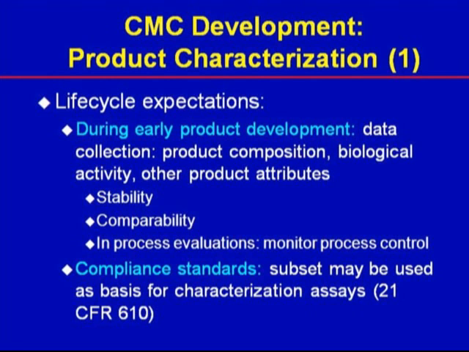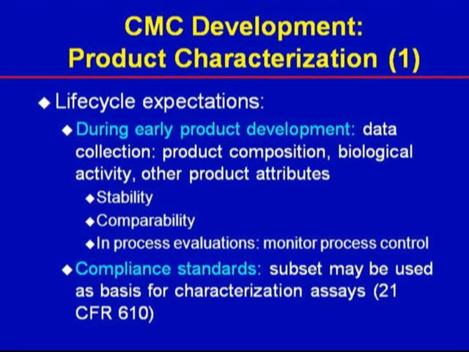During early product development, tests are performed to collect data about product composition, biological activity, and other critical product attributes to help you better understand your product. We recommend that you evaluate a number of assays to gain as much information about product quality attributes as is feasible. Product characterization activities may also help you determine product quality attributes related to stability, for comparability assessments following manufacturing changes, and to evaluate in-process controls during manufacturing.